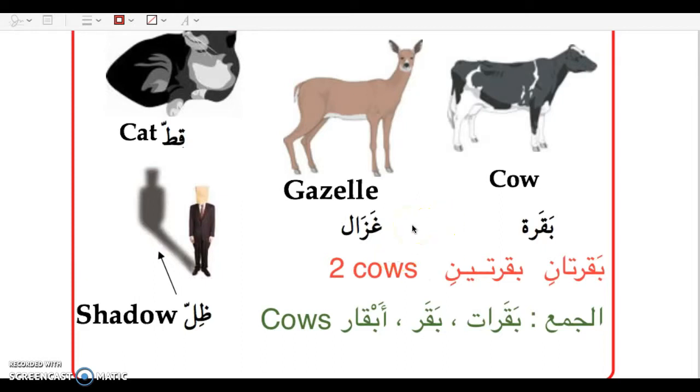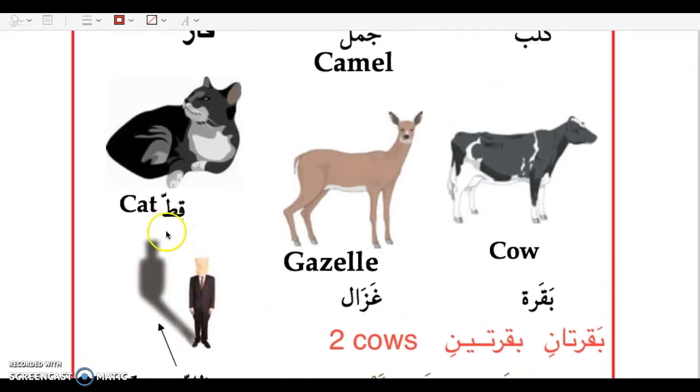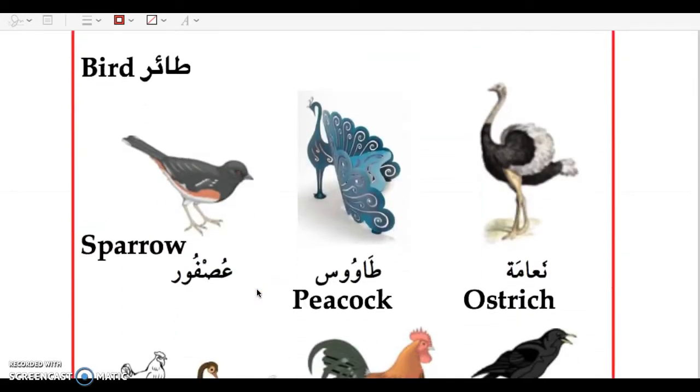Let's continue. غزال, غزال. قط, قط. I'm not sure why they included this one, but it's there. Shadow. It's there, so we're going to say it. ظل, ظل. All right. نعامة, نعامة. طاووس, طاووس.